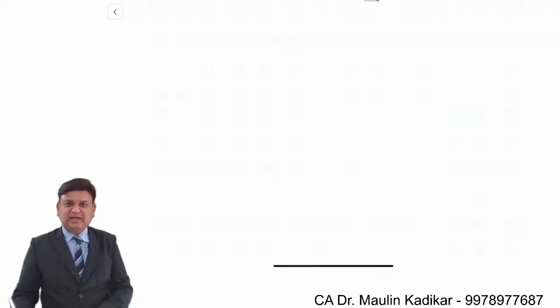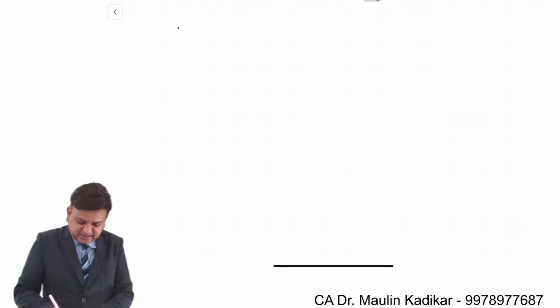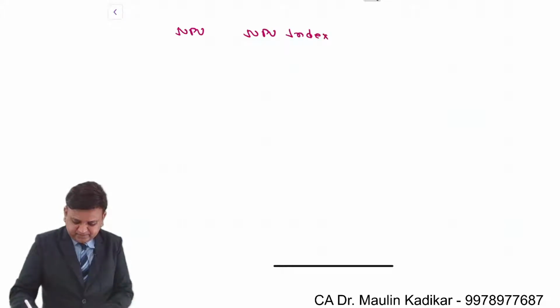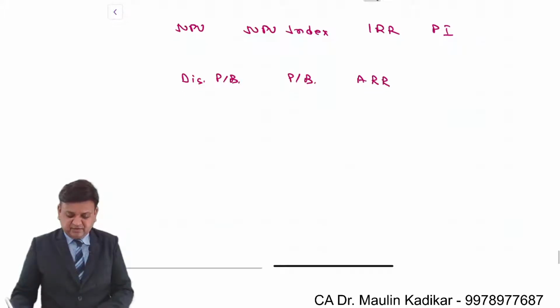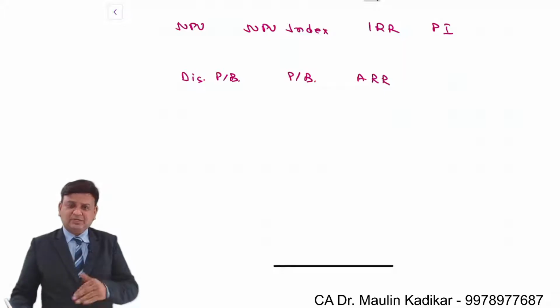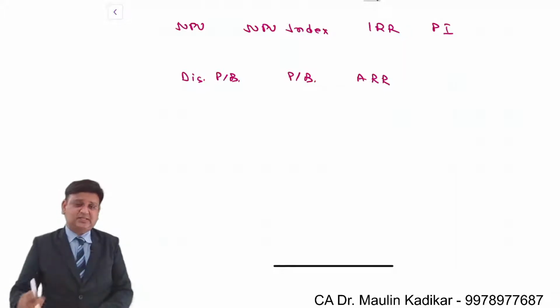Dear students, at this point of time, all of you must have understood that we have discussed techniques like NPV, NPV index, IRR, profitability index, discounted payback period, and ARR. These are the techniques that we have discussed so far. My question to all of you is, from these techniques, which one or more than one technique can be applied in this question for the purpose of decision making?